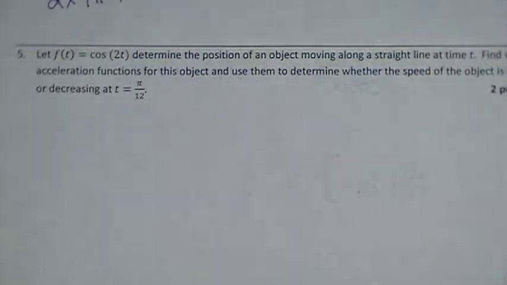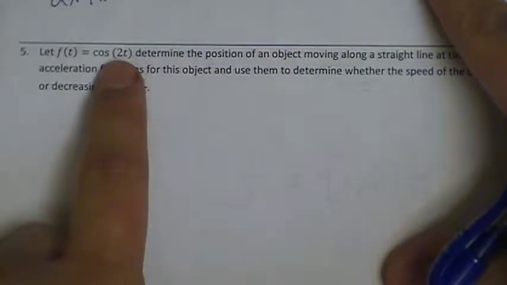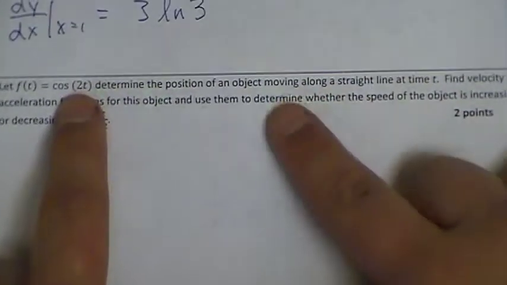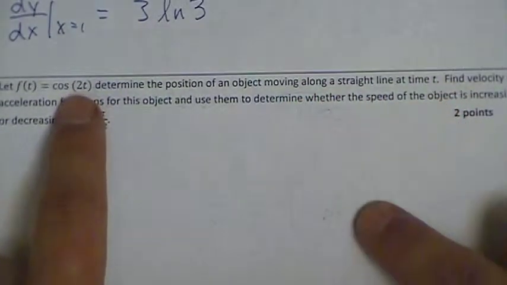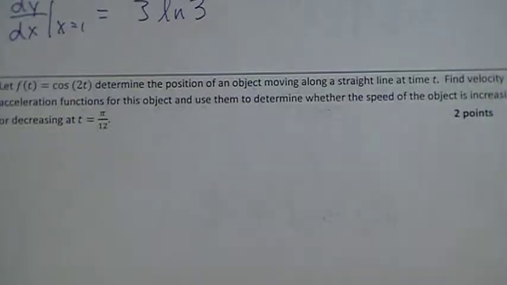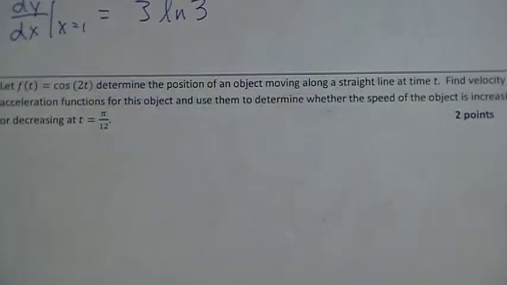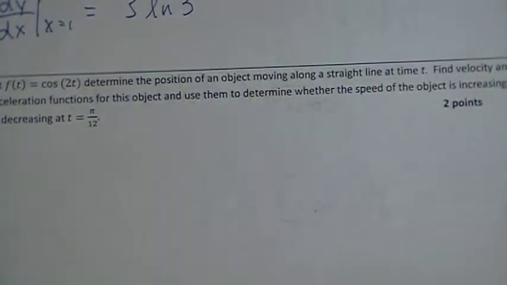In this video, we'll take a look at the very last problem on the quiz from sections 2.6 and 2.7, and it was one where I said that this formula, cosine of 2t, was going to determine the position of an object moving along a line at time t. I want to find a velocity function for this object. I want to find an acceleration function for this object. I want to use those to determine if the speed of the object is increasing or decreasing at t equals pi by 12. So this is the problem on the quiz that's going to require the most work.